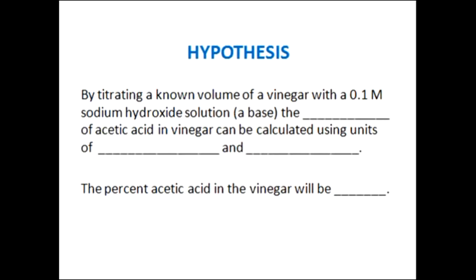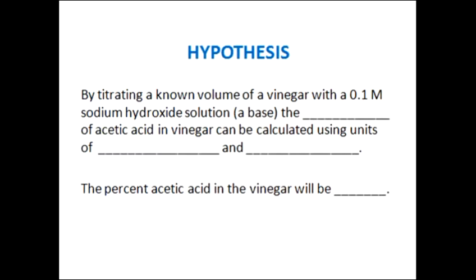We're going to start this lab the same way we start all our good labs, and that is with a hypothesis. This hypothesis is going to read, by titrating a known volume of vinegar with a 0.1 molar sodium hydroxide solution, a base, the blank of the acetic acid in the vinegar can be calculated using units of blank and blank.